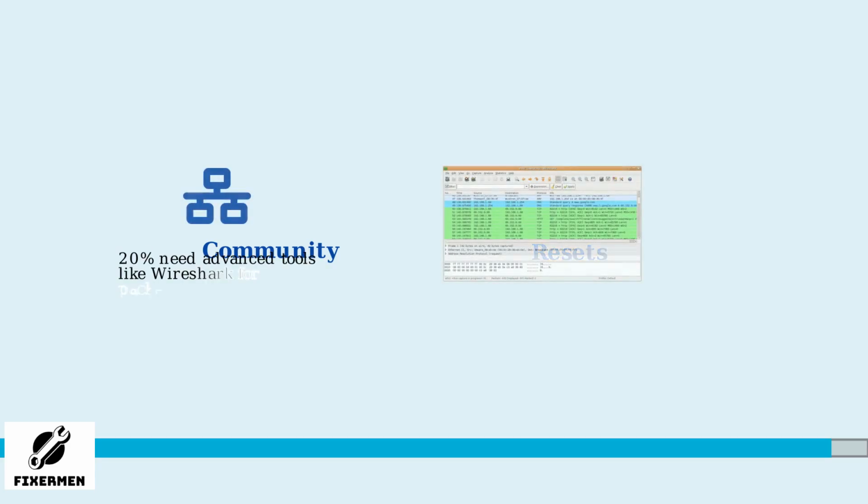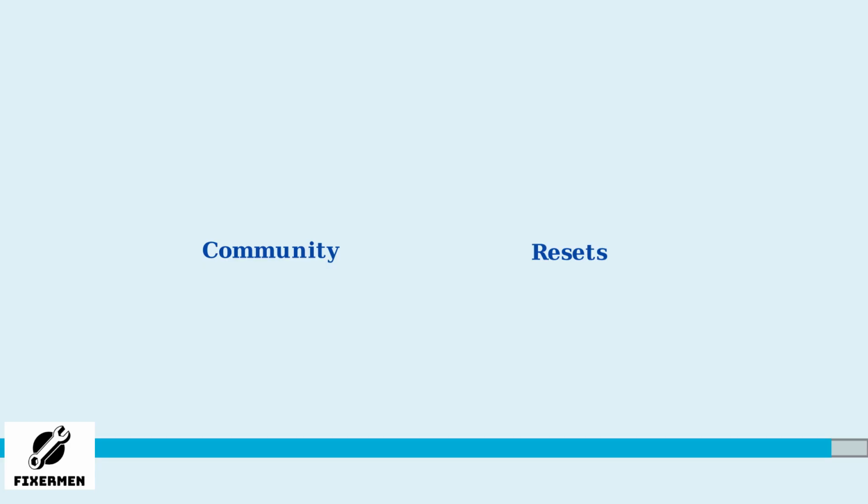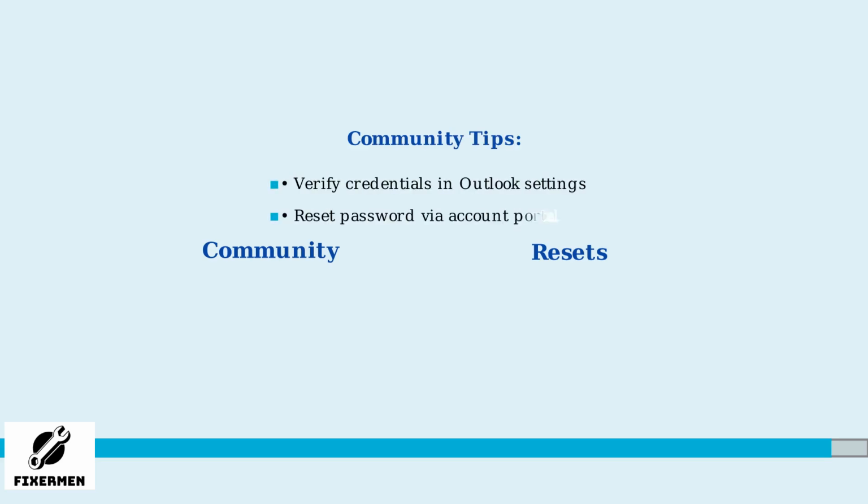While basic resets work for most, 20% of users require advanced tools like Wireshark for deeper packet analysis to diagnose network-level issues. Here are community-driven troubleshooting tips. Verify credentials in Outlook settings, reset password via account portal, recreate Outlook profile if corrupted, and check MFA token expiration.